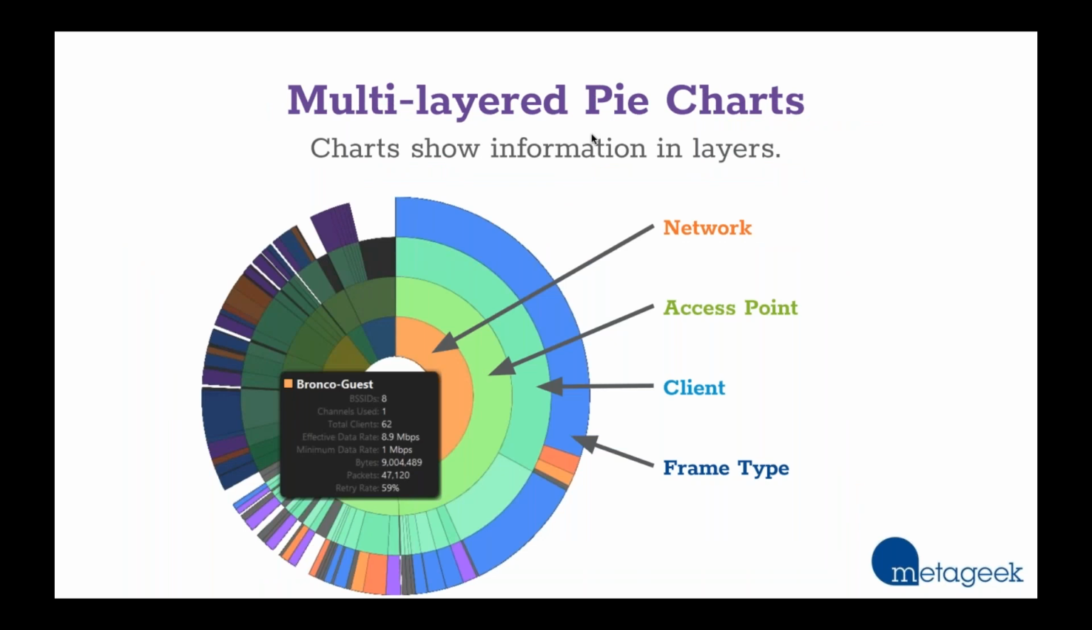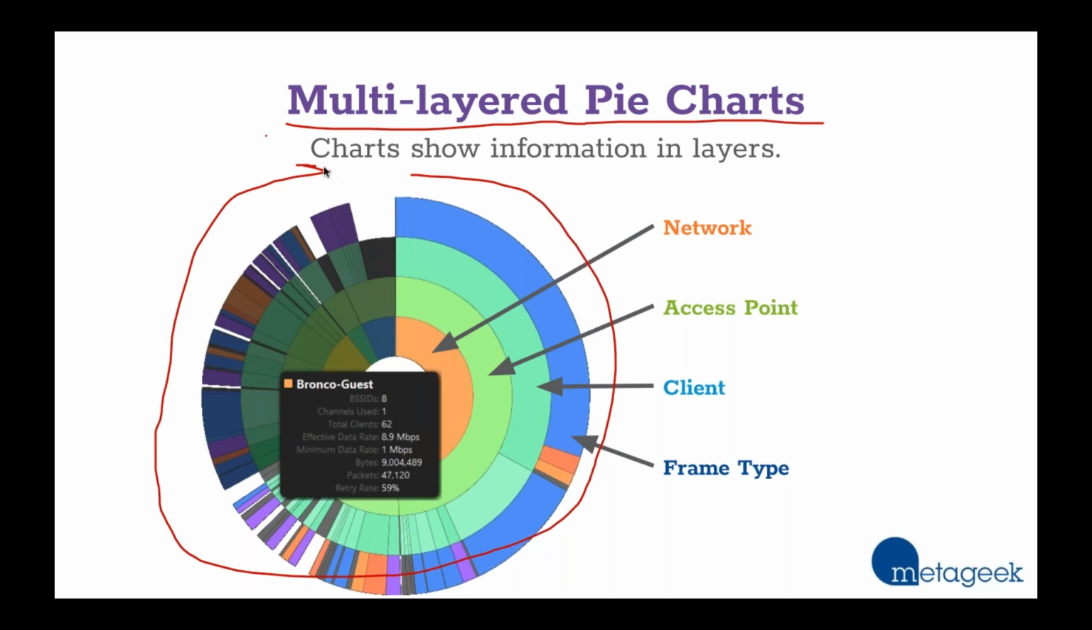With IEPA, we sat down and we thought, you know what? What if we could visualize packet analysis somehow? And that's when we came up with these multi-layered pie charts. With these multi-layered pie charts, we're able to stack up information in layers to show the total amount of airtime that was used. So this entire chart, all the way around, represents the total amount of airtime that was used on the channel during the wireless packet capture.